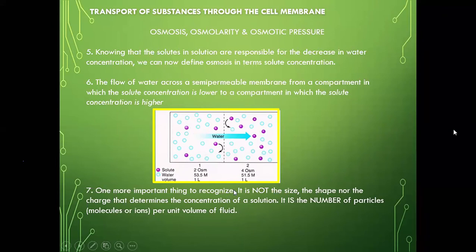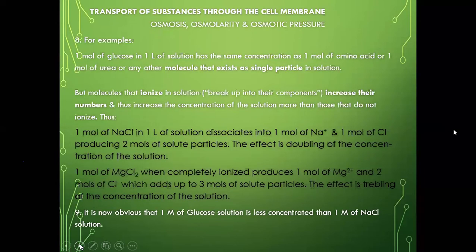One more important thing to recognize: it is not the size, the shape, nor the charge that determines the concentration of a solution. It is the number of particles per unit volume of fluid, the number of particles present inside. For example, 1 mole of glucose in 1 liter of solution has the same concentration as 1 mole of amino acid or of urea or any other molecule that exists as a single particle in solution. But molecules that ionize in solution, they break up into their components, they increase their numbers and thus increase the concentration of the solution more than those that do not ionize.